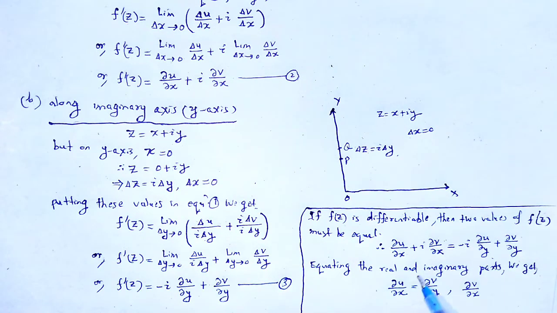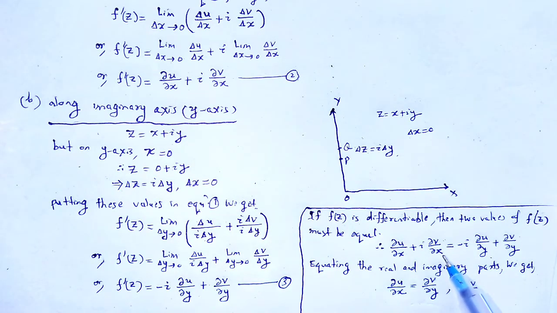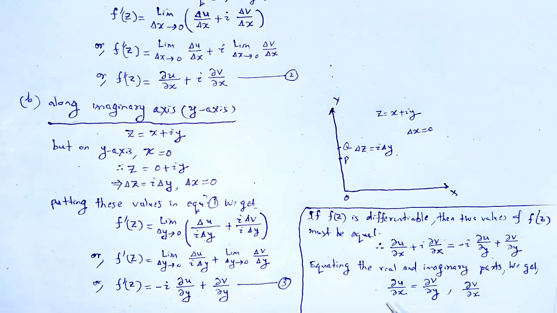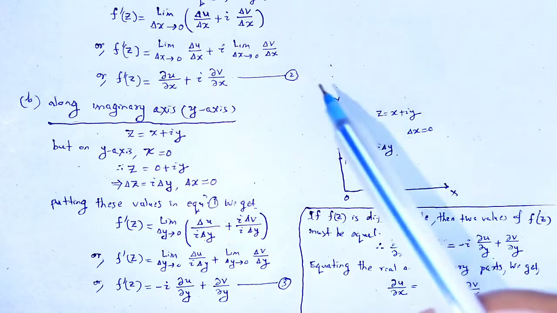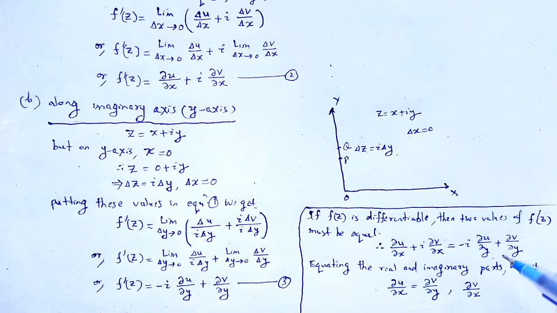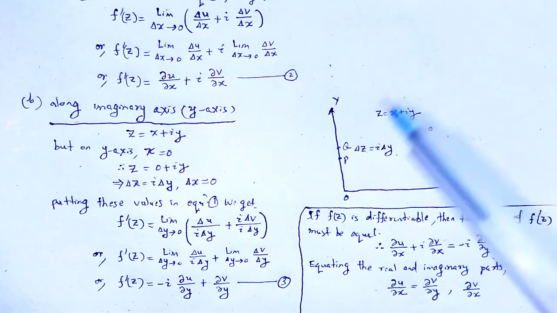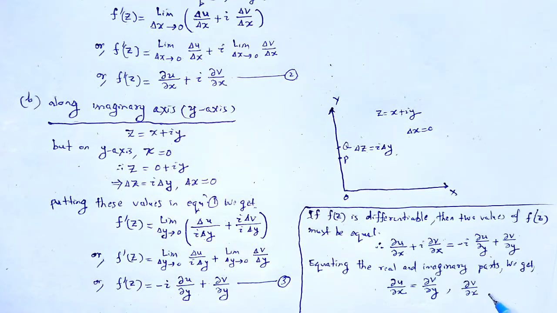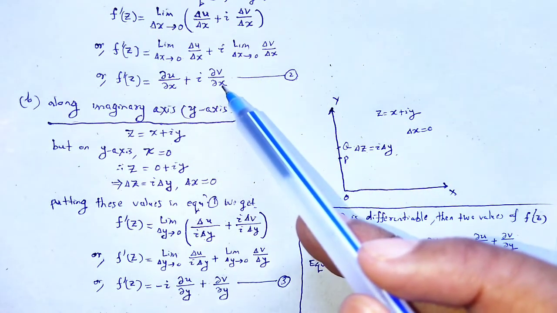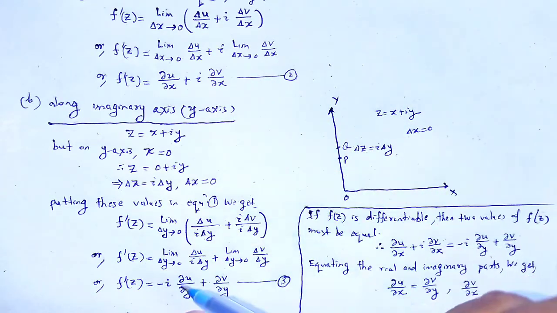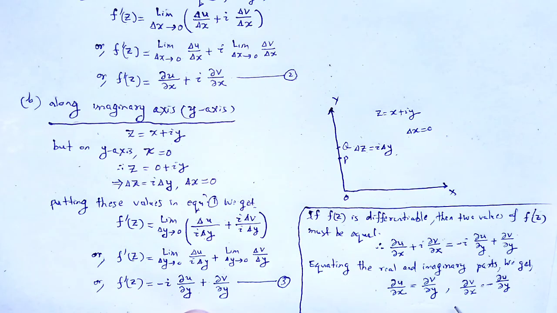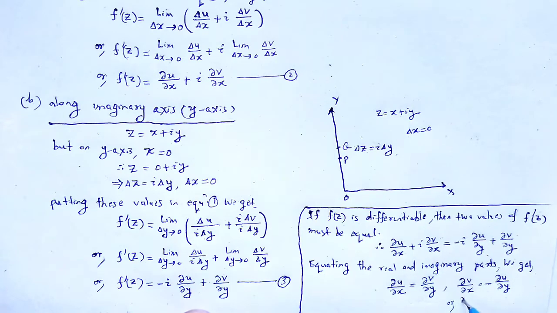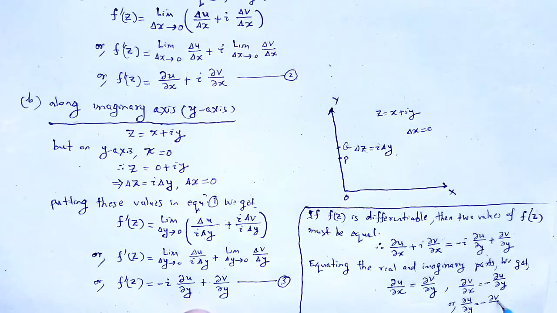here, equating the imaginary parts, the terms equated: del u by del x is equal to del v by del y. Del v by del x is equal to minus del u by del y, or that is rewritten as del u by del y is equal to minus del v by del x.